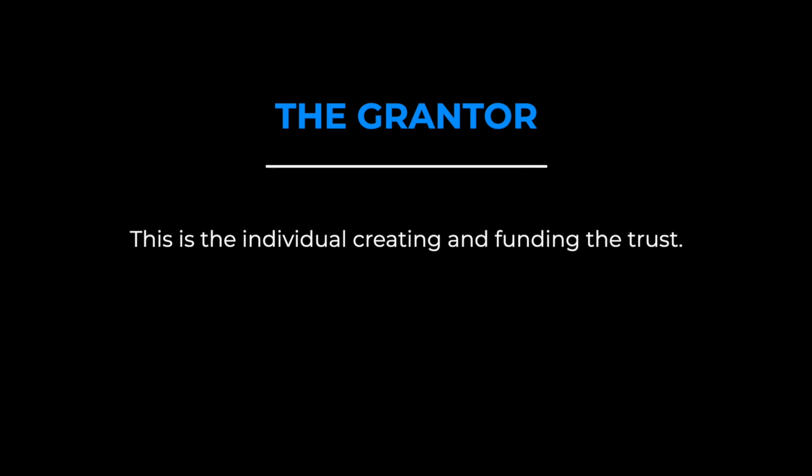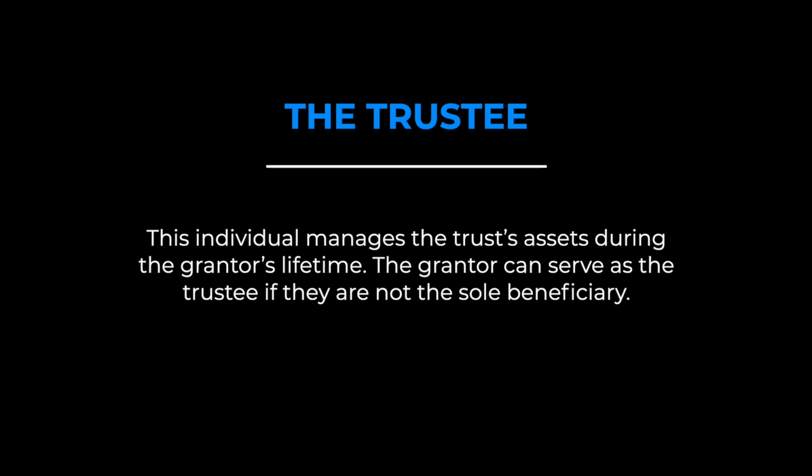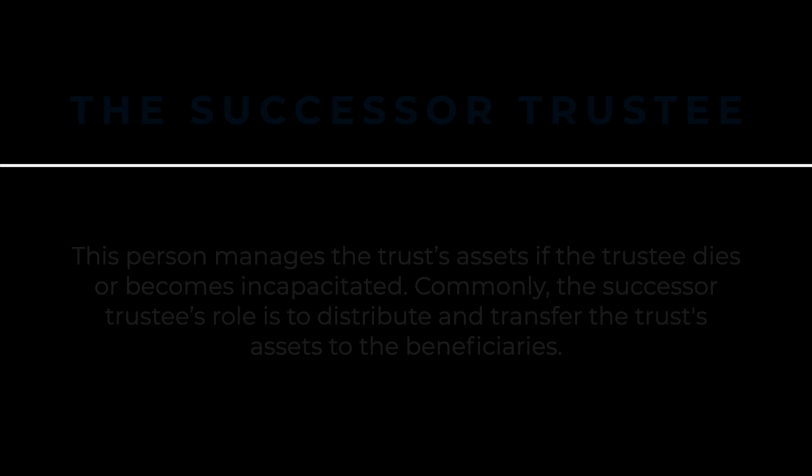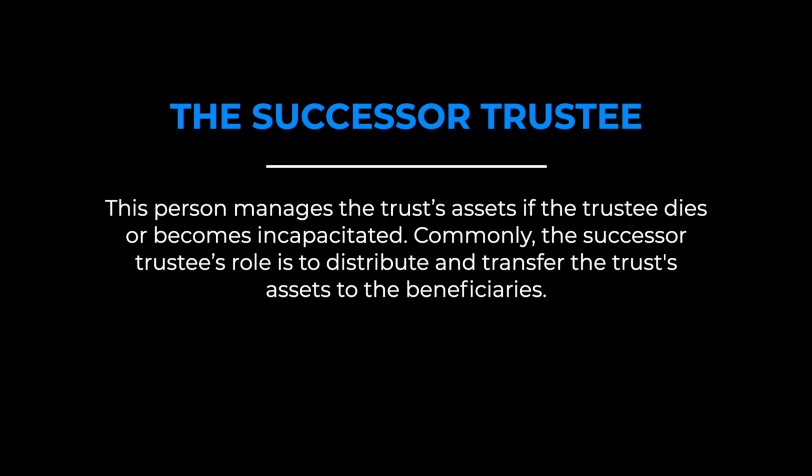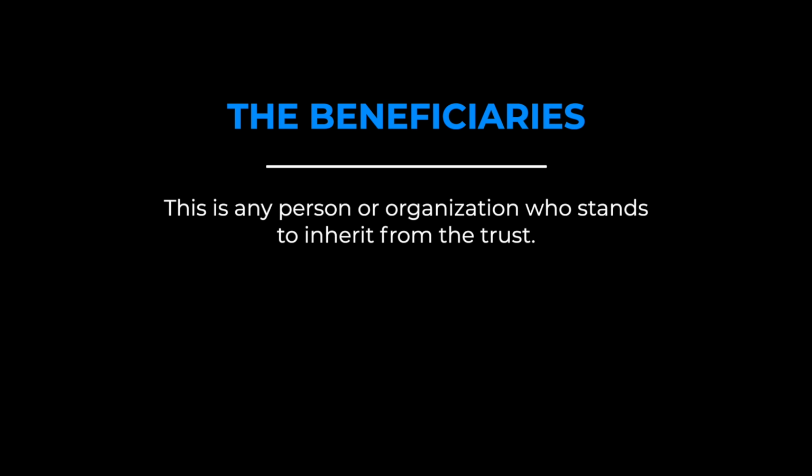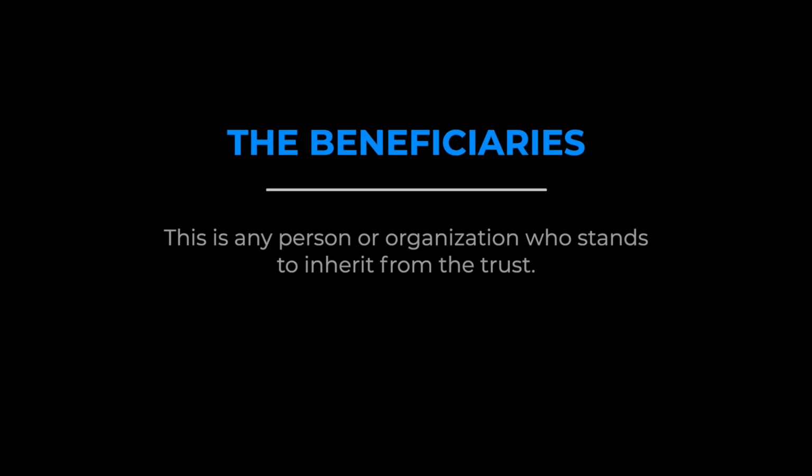Let's jump in. We'll start by defining a few key roles. First, there's the grantor. This is the individual creating and funding the trust. Next, the trustee. This individual manages the trust assets during the grantor's lifetime. The grantor can serve as the trustee if they are not the sole beneficiary. Third, the successor trustee. This person manages the trust assets if the trustee dies or becomes incapacitated. Commonly, the successor trustee's role is to distribute and transfer the trust assets to the beneficiaries. Finally, the beneficiaries. This is any person or organization who stands to inherit from the trust.